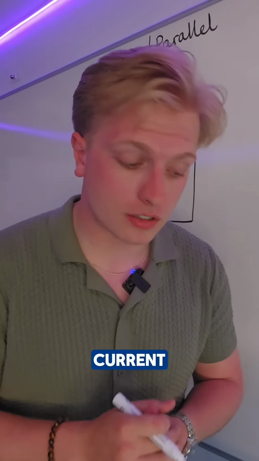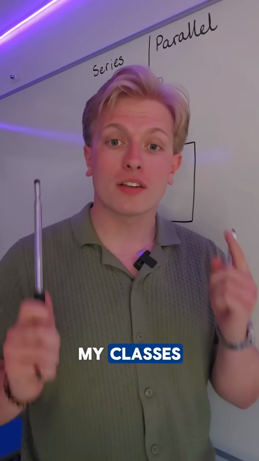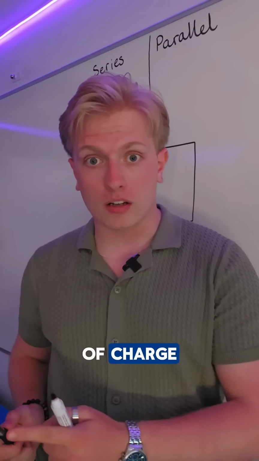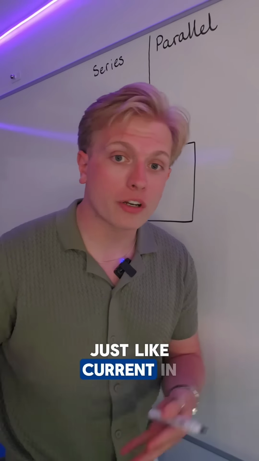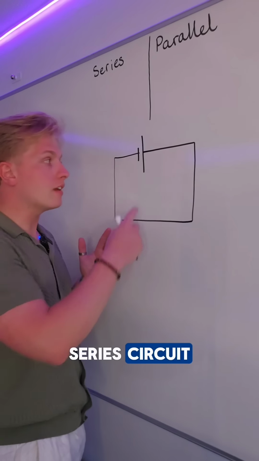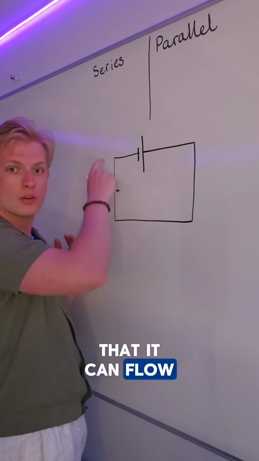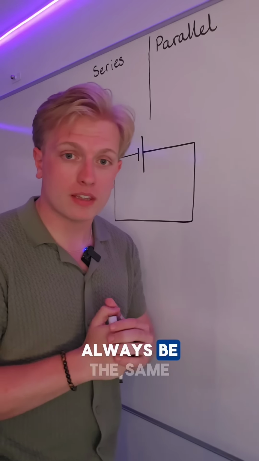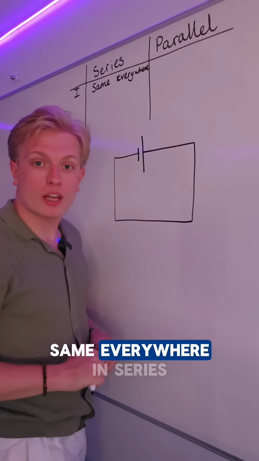We're going to start with current. Say it with me just like I make my classes. Current is the rate of flow of charge. The rate of flow of charge. So think of it as the flow, just like current in water. If you have a series circuit, there's only one way that it can flow. So the current, the flow, anywhere in this series circuit will always be the same. So current is the same everywhere in series.